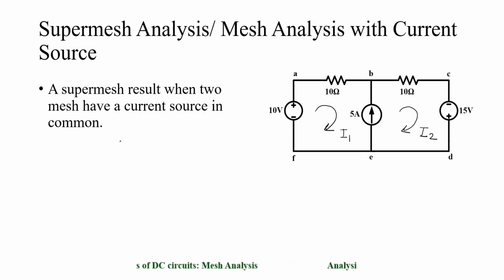Please listen again. How can we find the super mesh? The super mesh is found by removing the current source. Let's say this is your current source. If I remove this current source, this mesh and this mesh combined will make a super mesh. So I am simply going to write down the KVL for this outer loop or outer mesh. So, applying KVL in the super mesh.